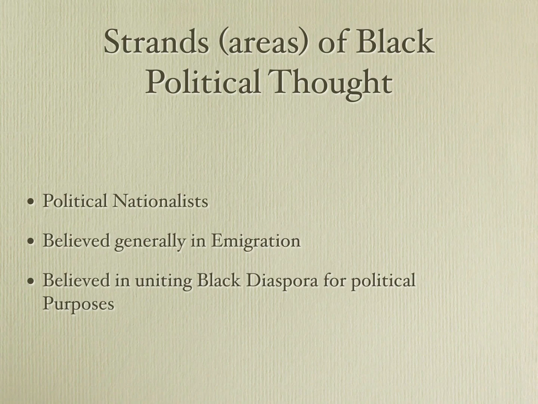The political nationalists believe generally in immigration, and they pointed to Liberia as a place to immigrate, but they looked towards Africa as being the home of black people. Some of them did not. Some of them were, in fact, assimilationists who fundamentally believed that black people ought to strive for political rights in the United States, but that also we should stay here.